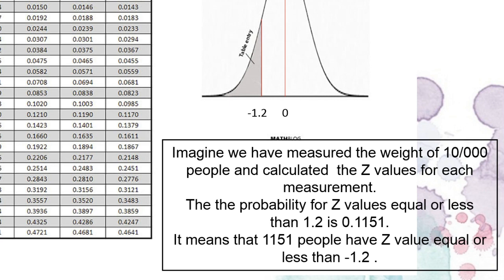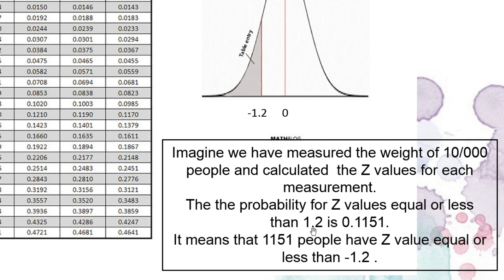And in this example, we have measured the weight of 10,000 people and calculated the z values. The probability for z values equal or less than minus 1.2 is actually 0.1151. It means that for our measurements, 1,151 people have z values equal or less than minus 1.2, and actually this was minus 1.2.